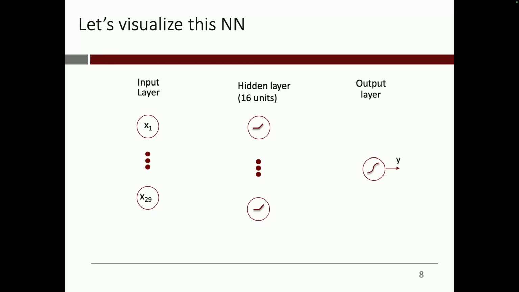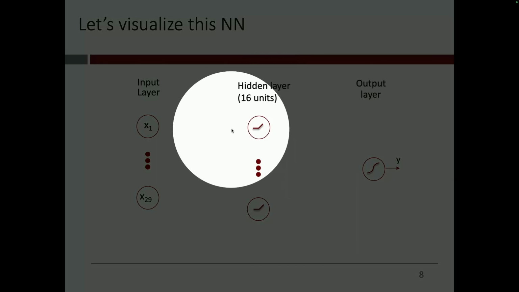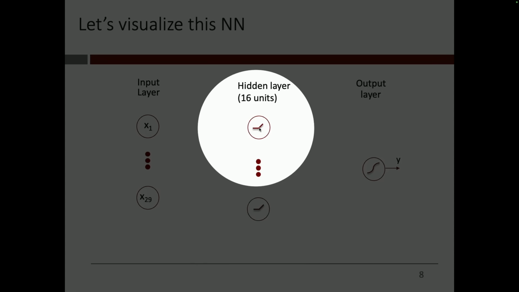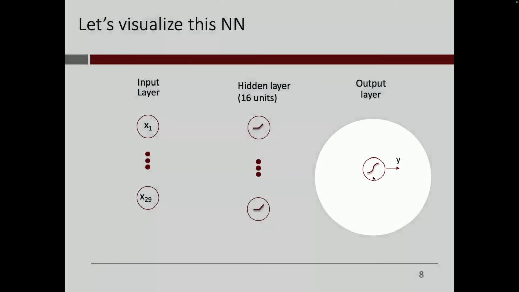Now, obviously, we have decided on these hidden units, 16 units, with nice ReLUs here. And then we have an output layer with a little sigmoid. And I got bored of trying to draw all these arrows, so I just gave up and said, assume there are arrows between all these things.